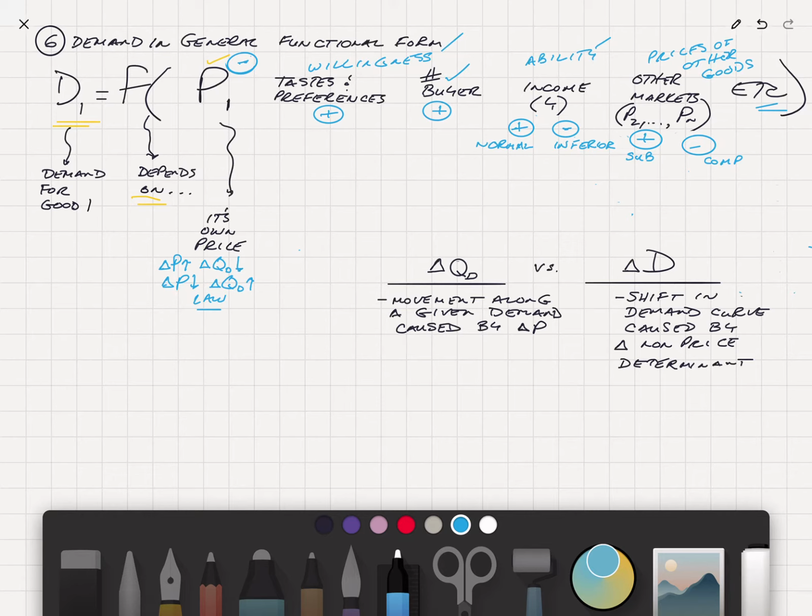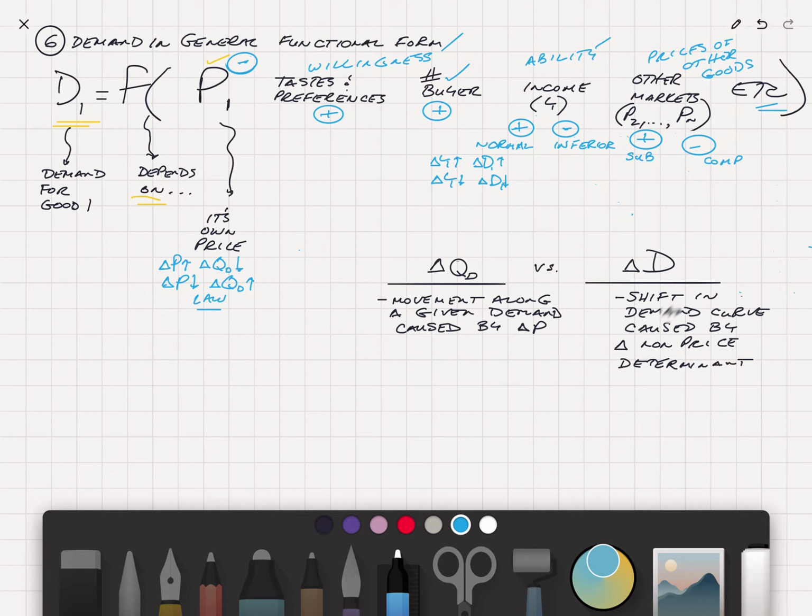Here's income, and willingness and ability. Your income is a determinant of demand, but we have to understand the relationship now. There are situations where it's a normal good. What does that mean? It means that if your income goes up, the demand for good one will go up. If your income goes down, the demand for good one will go down. Okay, that's a normal good. Think Levi's, think restaurant food, think things that you would buy more of if you had more money.